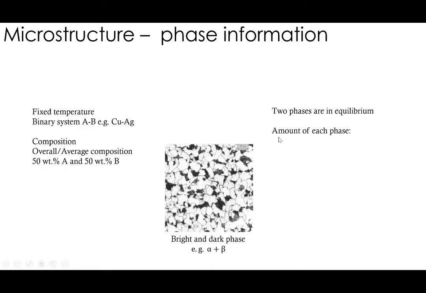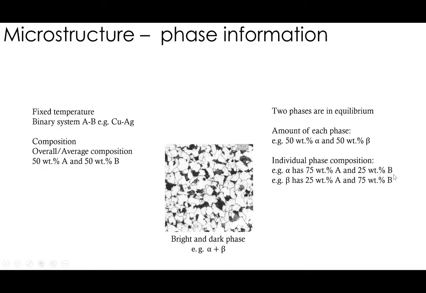Then we can say amount of each phase, which is another parameter. For example, alpha is 50 weight percent and beta is 50 weight percent. And if we say two phases and each of them have certain amount, each of them can have separate composition. That is individual phase composition. For example, this alpha can have something like 75 weight% of A and 25 weight% of B, and beta can have 25 weight% of A and 75 weight% of B. It need not be like this, but this is just an example.